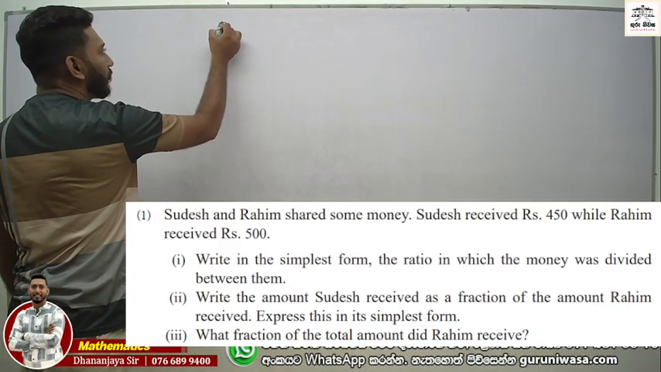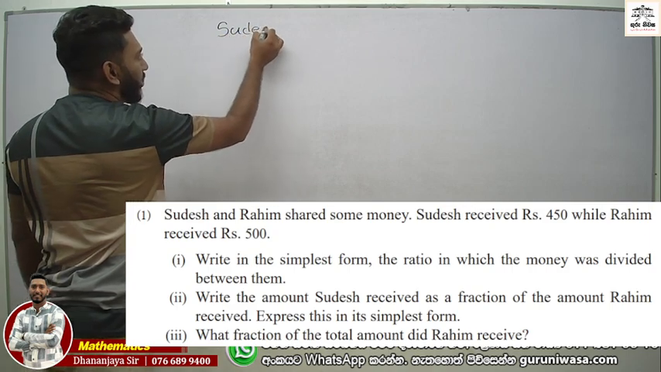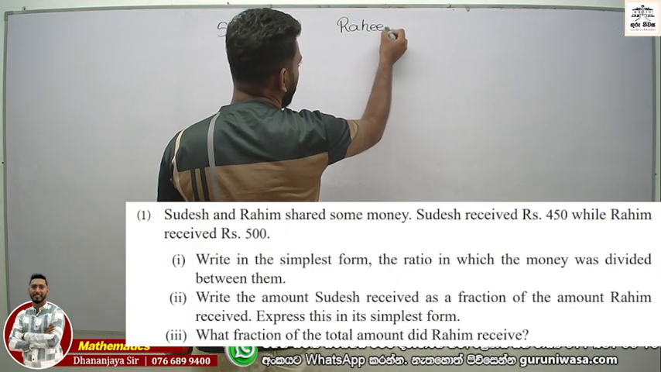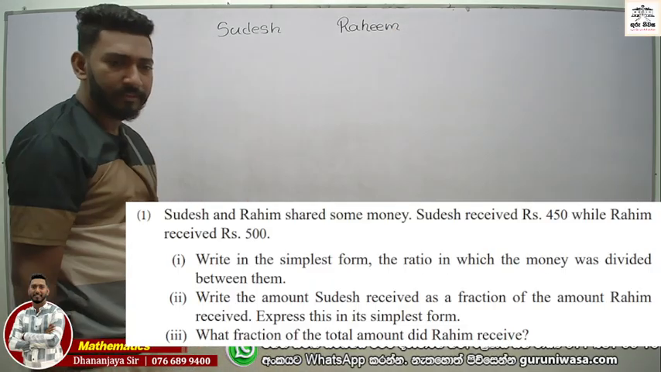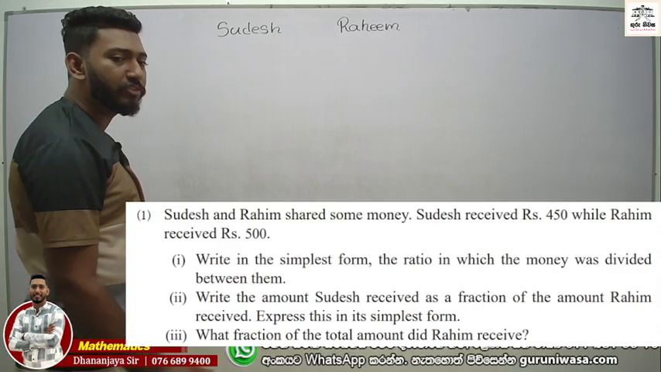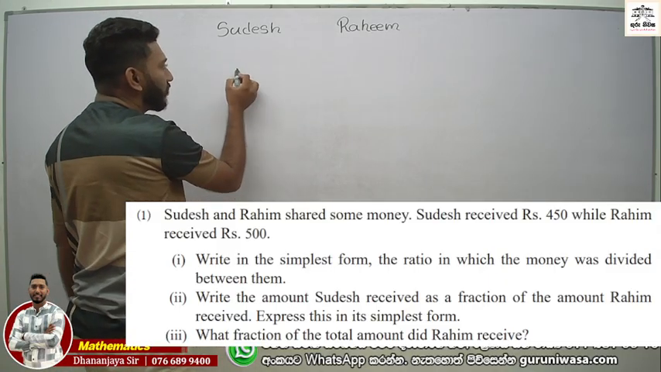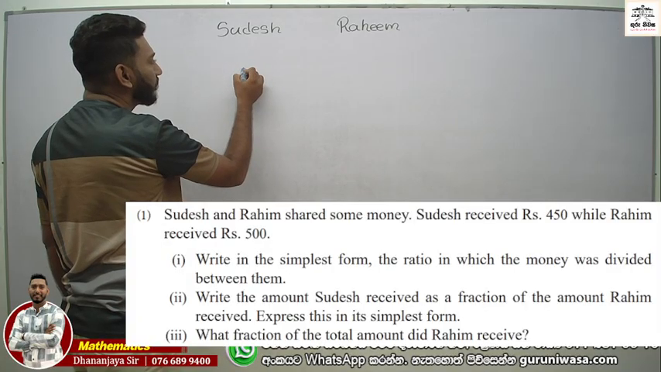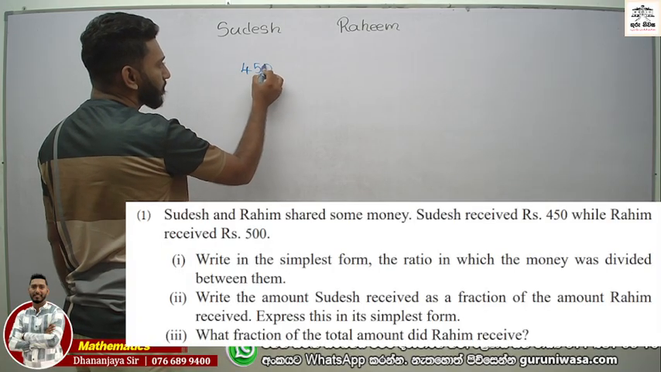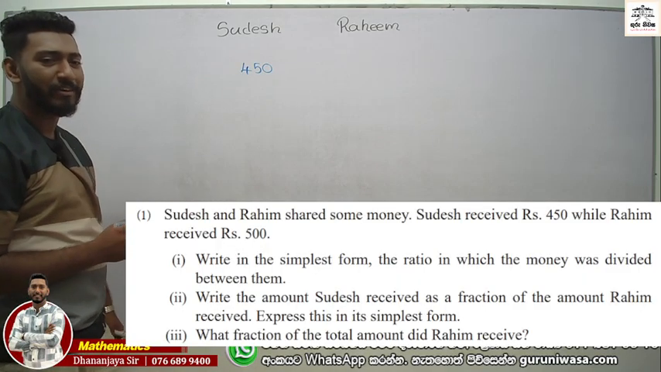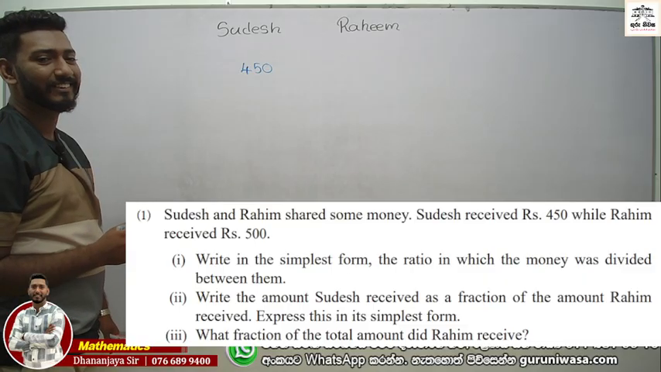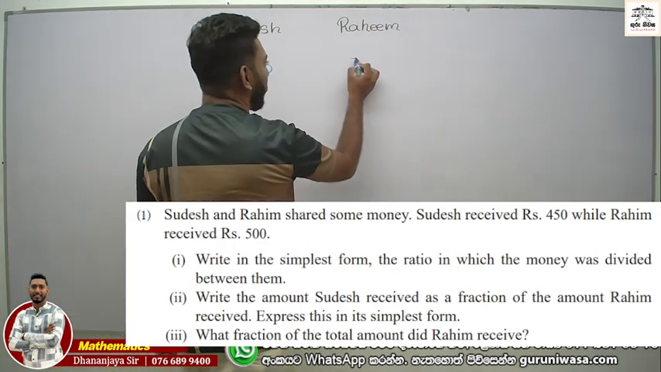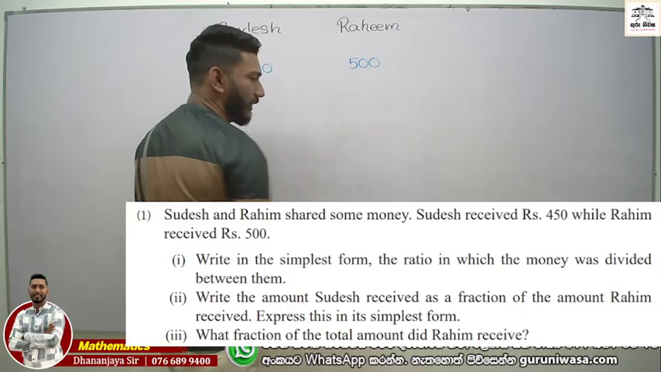Look at this. Sudesh and Rahim, right? And they shared some money, and Sudesh received 450 rupees, right? Okay, continue the reading. Imarka, you can read now. While Rahim received 500 rupees. Well done, right?